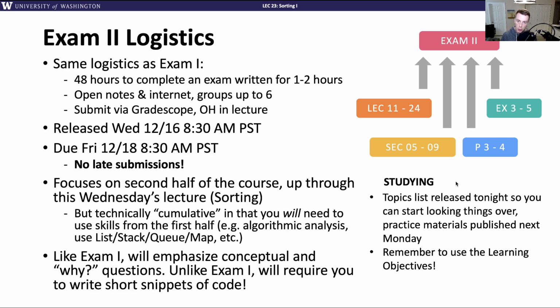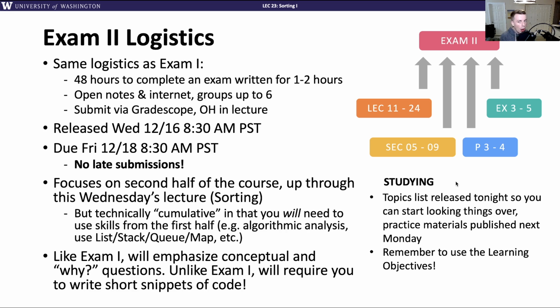We chose those dates because they overlap with our scheduled final slot. We felt like that was important because when you registered for the course, you kind of knew when this exam was. So you could start it early on Wednesday if you want to, or you can reserve the time for our scheduled exam slot to work on it. This is not supposed to be an actual 48-hour exam of nonstop work. We just give you extra time to accommodate your schedules. And like Exam 1, we don't have any late submissions.